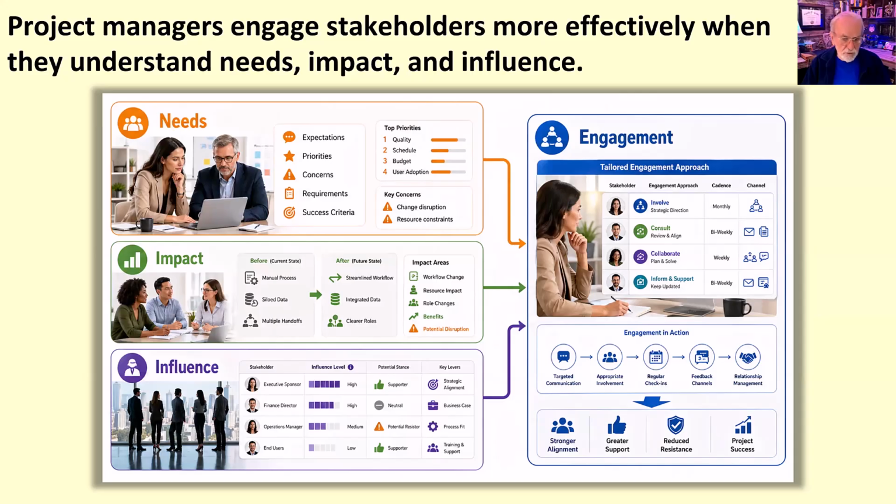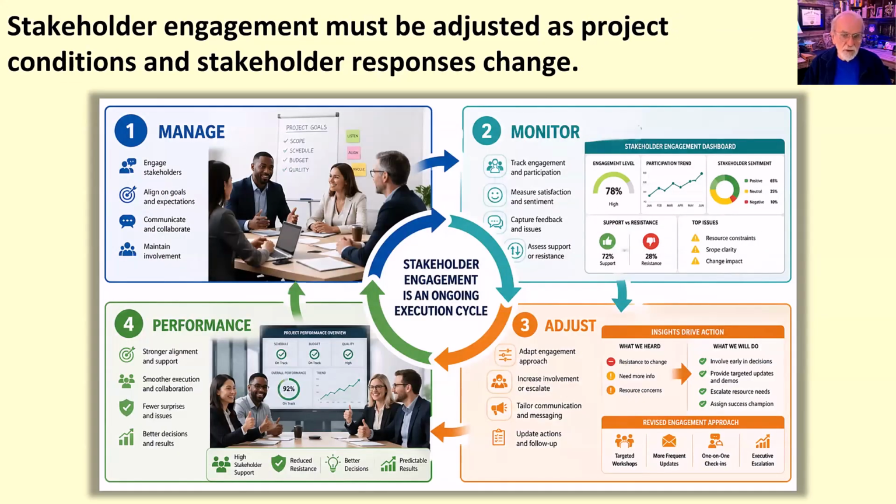Once stakeholder needs, impact, and influence are understood, the next step is managing and monitoring engagement as project conditions change. Stakeholder engagement must be adjusted as project conditions and stakeholder responses change. This is where stakeholder engagement becomes part of project execution. Managing engagement includes the day-to-day work of communicating with stakeholders, addressing concerns, clarifying expectations, encouraging participation, and helping stakeholders understand how the project affects them.